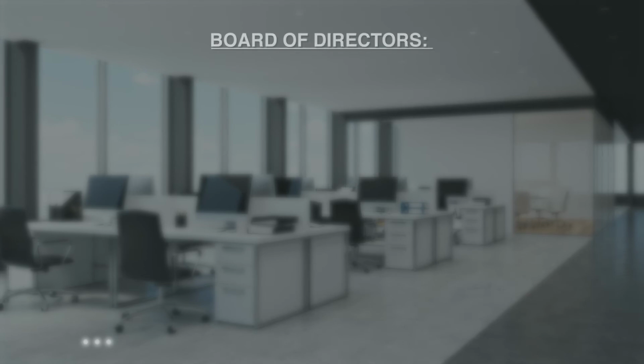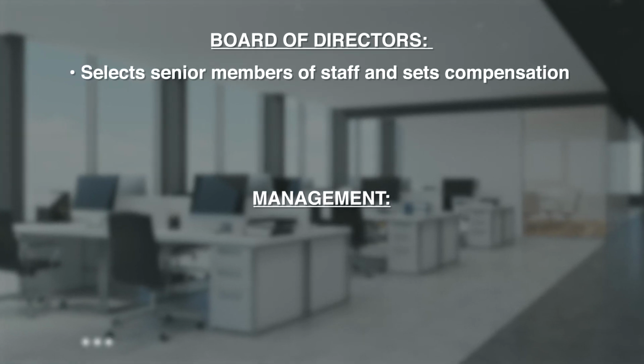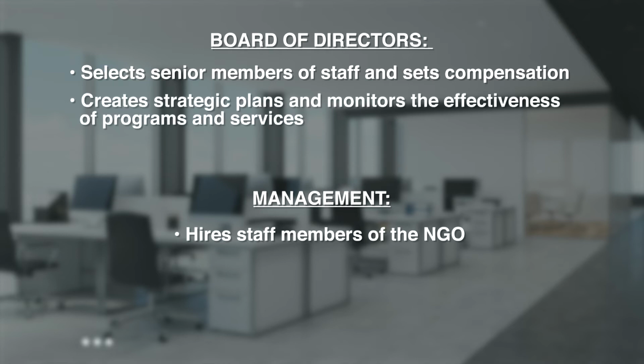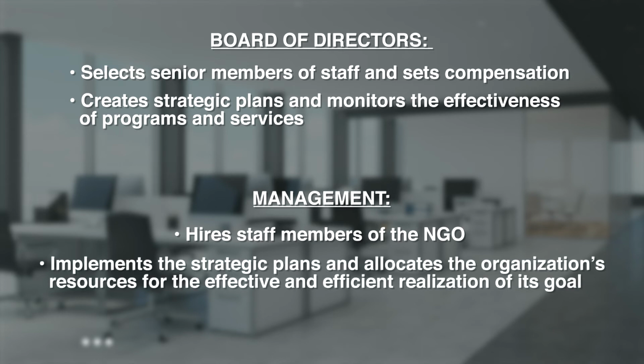The Board of Directors selects senior members of staff and sets compensation. Management hires staff members of the organization. The Board of Directors creates strategic plans and monitors the effectiveness of programs and services. Management implements the strategic plans and allocates the organization's resources for the effective and efficient realization of its goal.